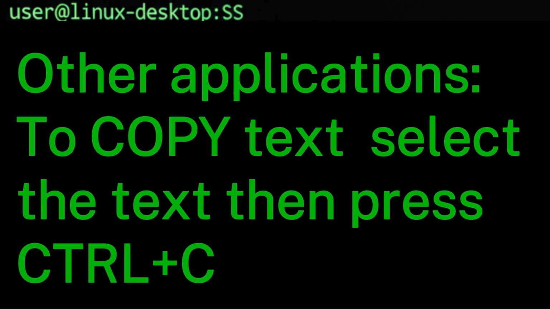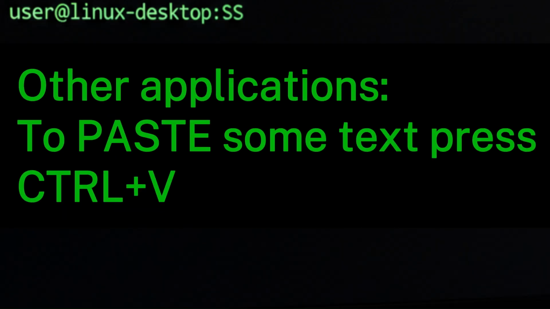Now for other applications like a word processing program or email, to copy the text, you select the text, then hit Control plus C at the same time on your keyboard. That will copy your selected text into the clipboard. To paste that text, you hit Control plus V on the keyboard, and that will paste the text that's in the clipboard right into your program.